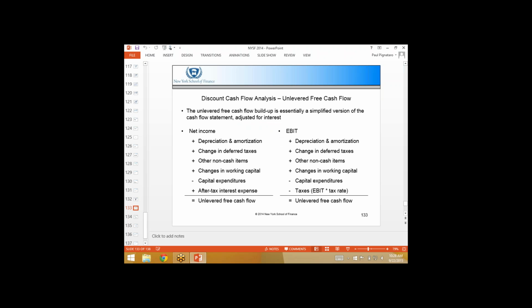That leaves us with net income plus D&A, change in deferred taxes, non-cash items, working capital, CapEx. But to get this to be truly unlevered, we need to add back after-tax interest expense as part of a portion of net income. So once you add back all those line items, you get to unlevered free cash flow.